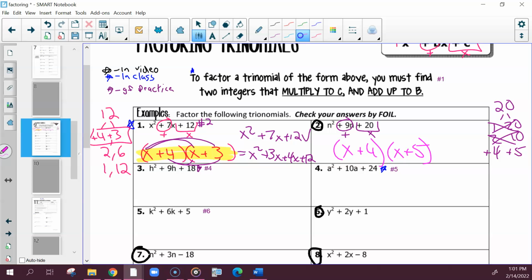Do we have any questions on this so far? There it is.